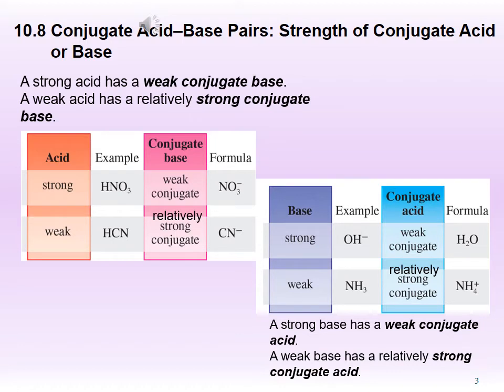A strong base has a weak conjugate acid. A weak base has a relatively strong conjugate acid. Once again, being a relatively strong conjugate acid doesn't mean it is a strong acid. It isn't, since it isn't able to completely donate its H+. Rather, a relatively strong acid means that it is the stronger acid of the two competing acids in solution.